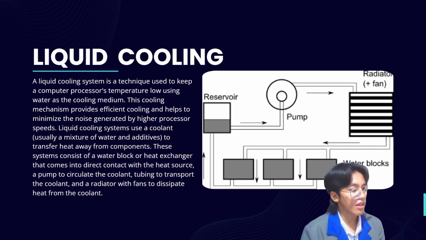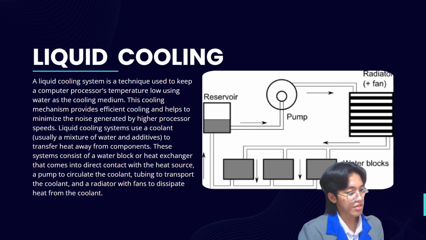Next is liquid cooling. A liquid cooling system is a technique used to keep a computer processor's temperature low using water as the cooling medium. This cooling mechanism provides efficient cooling and helps minimize the noise generated by higher processor speeds. Liquid cooling systems use a coolant. It is usually a mixture of water and additives to transfer heat away from the components.